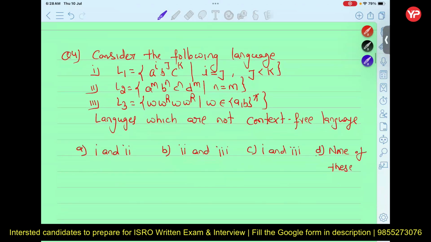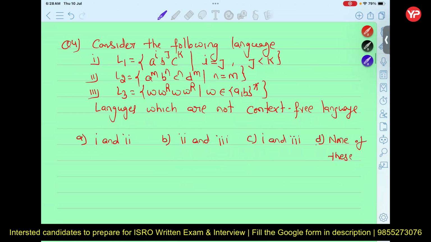Now again, this type of question you also find in any of the exams related to CSE. One is the closure property chart and one is identifying the languages. Now see, consider the following language L1 = a^i b^j c^k, where there is one comparison between i and j, and there is a comparison between j and k. That's why at a time we have more than one comparison.